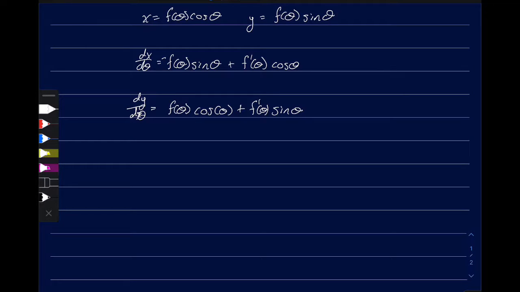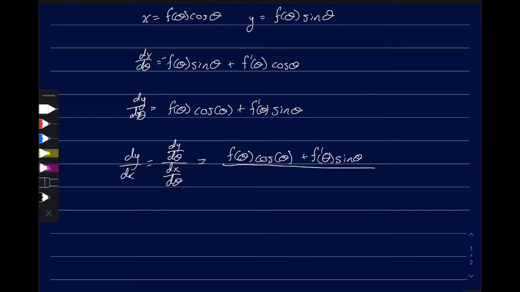Now, we know from our discussion with parametric derivatives that dy/dx is equal to dy/d theta over dx/d theta. So it's f of theta cosine theta plus f prime of theta sine of theta. And this is going to be divided by f of theta sine theta plus f prime of theta cosine theta, and that's negative f of theta.